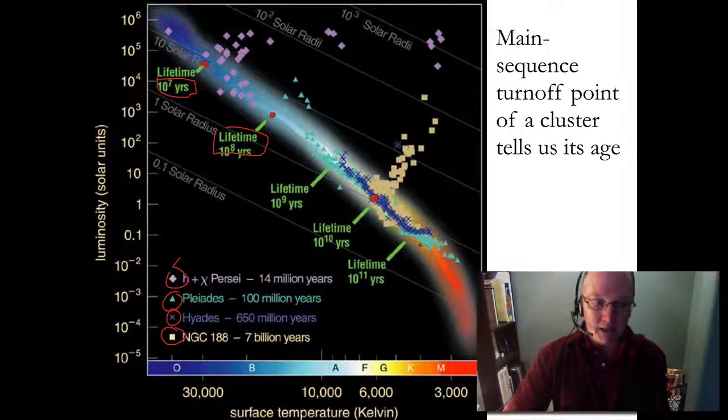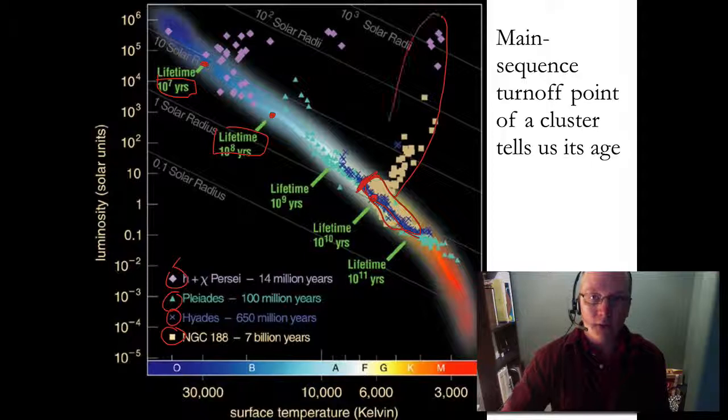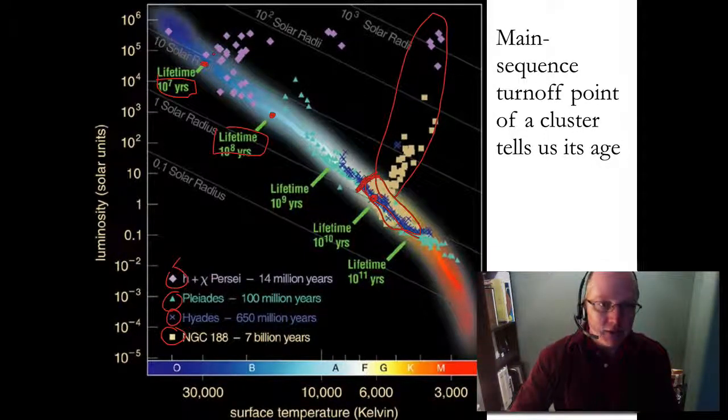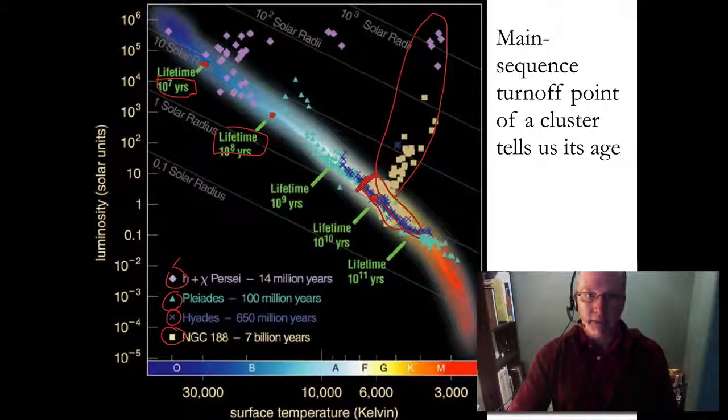I can see that at NGC 188, I have stars that only show up on the main sequence up till here. So that means that cluster has to be somewhere between 1 and 10 billion years old. Now these stars are the evolved stars that we're going to talk about a little bit later, but I know that if there's nothing on the main sequence up here, the cluster can't be any older than that.